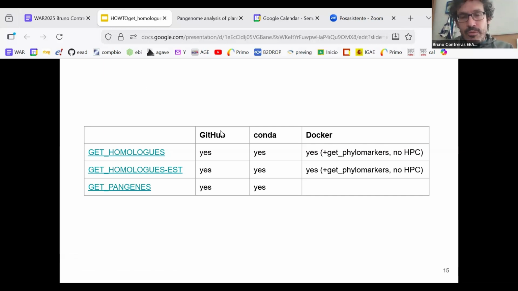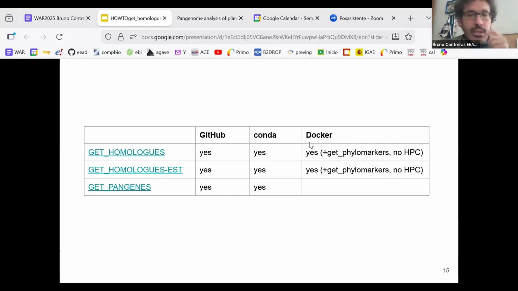Usually I install them from the GitHub directly. I would clone and run an installation script, but you can also install it from Conda in all three cases. In fact, when you install get homologs, you get homologs EST at the same time or the other way around. They are installed together. Get pangenes is separate.